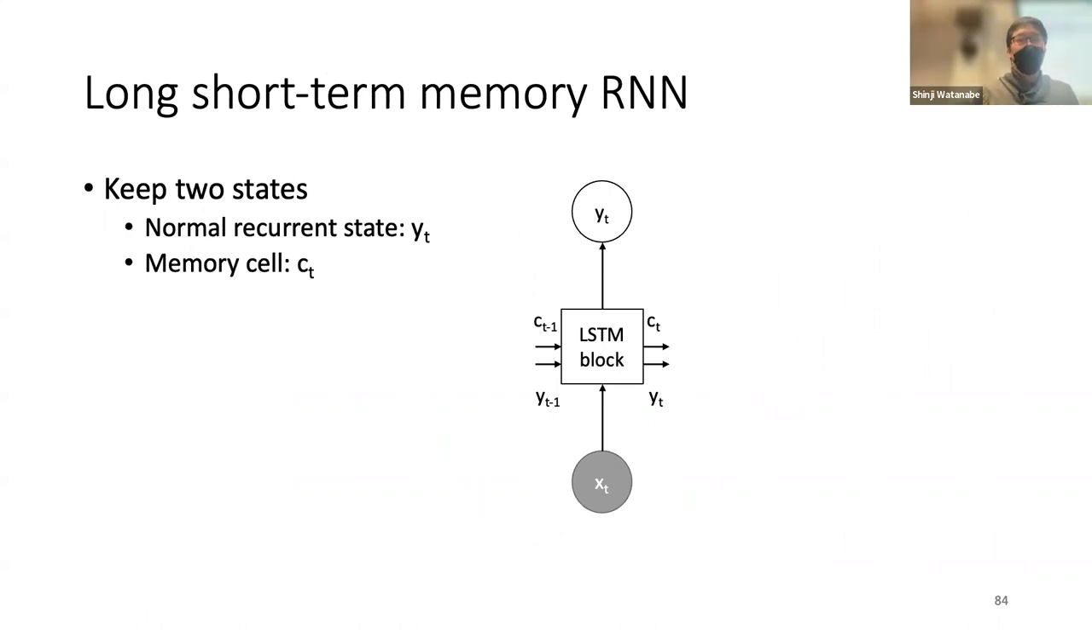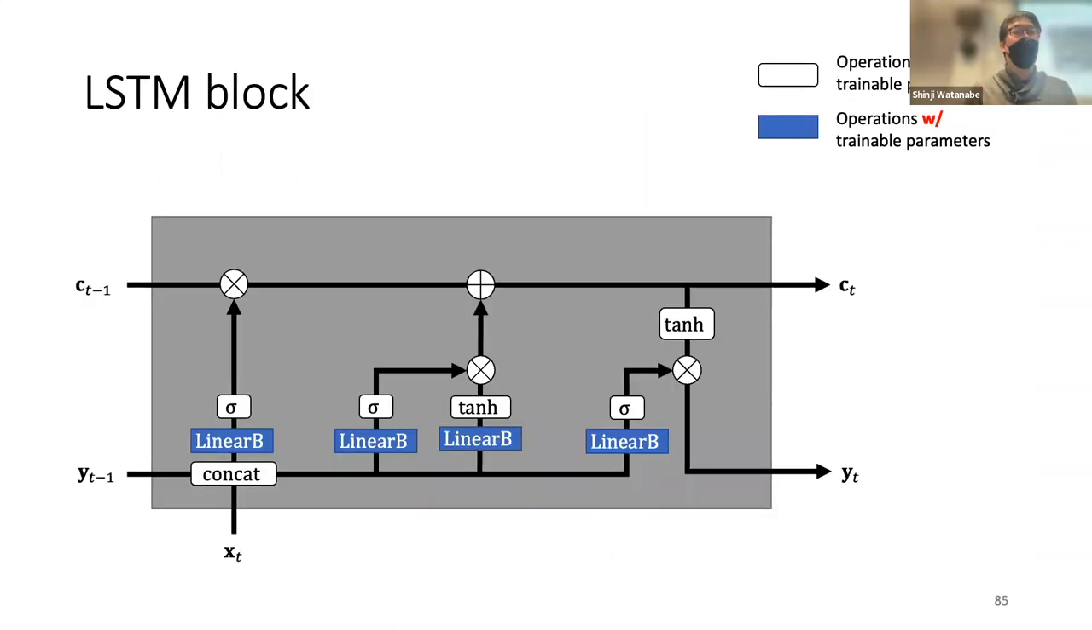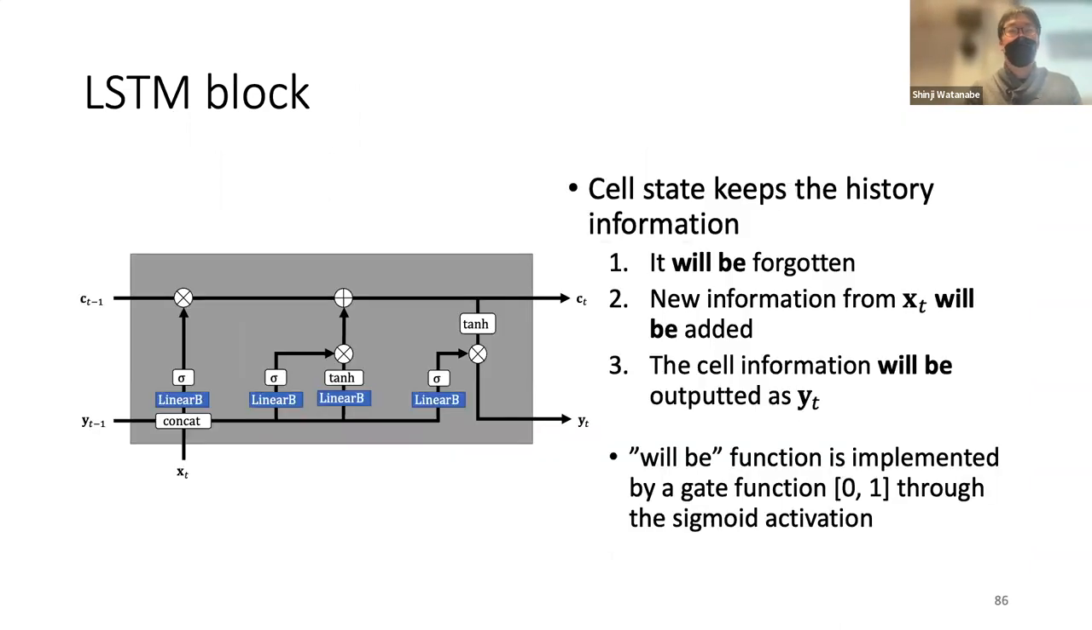I will explain this one a little bit carefully, since this is very cool, the idea to consider long-term information. First, compared with the other recurrent neural network, it has two values. One is the normal recurrent state, which I explained before. The other is the memory cell. We actually have a distinction between the memory and the actual hidden state. And this is the LSTM-based recurrent neural network block. I will explain each component one by one. I will try to explain it quickly, and may revisit it next time because it is important.